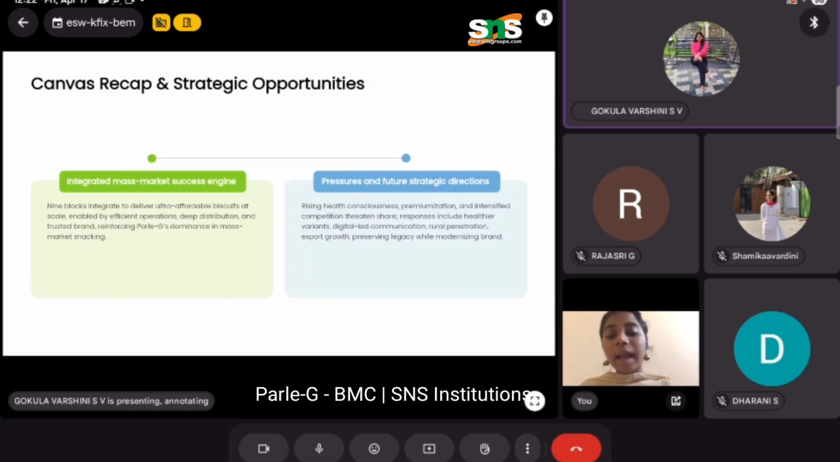So in future they have many concerns like rising health consciousness, premiumization, and intensified competition threatening share, which requires including healthier variants. Along with rural penetration and export growth, and preserving legacy while modernizing the brand.